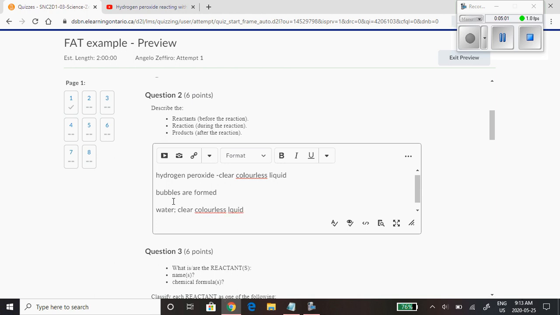And I better learn how to spell, eh, kids? And what else was produced? Oxygen gas was produced. Maybe I should put and in there. And oxygen gas, which is a clear, colorless gas. So that's question 2. We're done. So let's keep on scrolling down.